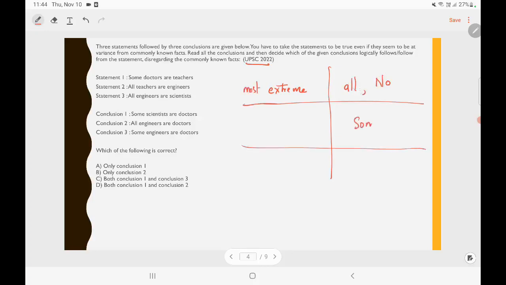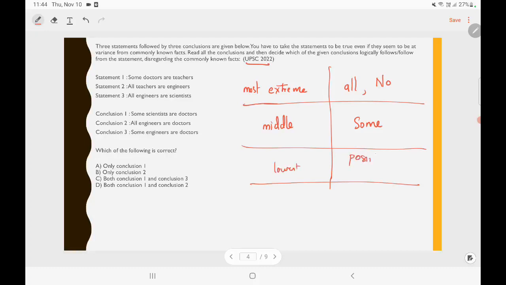If the word "some" comes, it's kind of a middle extreme. It's not that extreme, but it is not that much of a possibility either. And then the lowest one is if words like "possibility" or "maybe" come; these are the least extreme ones. So you need to keep this in mind. Let us move on to this question.